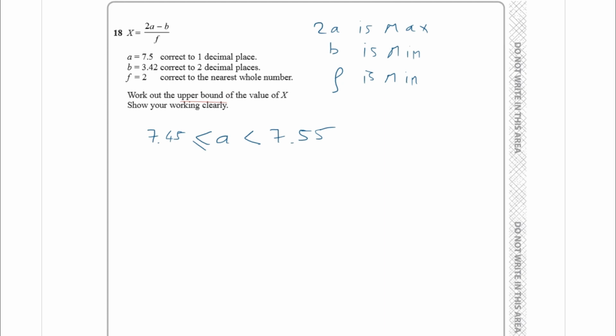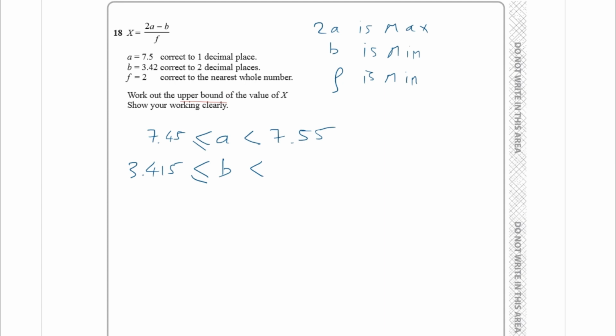Now for the b value, correct to 2 decimal points, the b value is going to be nested in a similar way. So to 2 decimal places, 3.415, that'll get rounded up to 4.2.